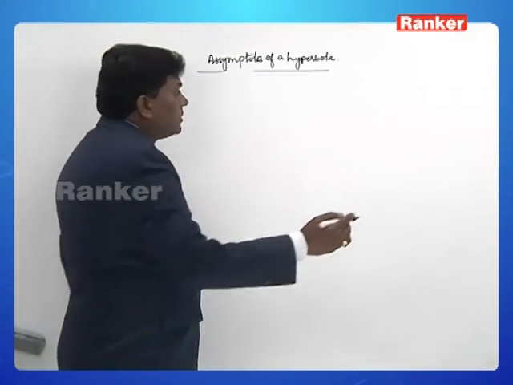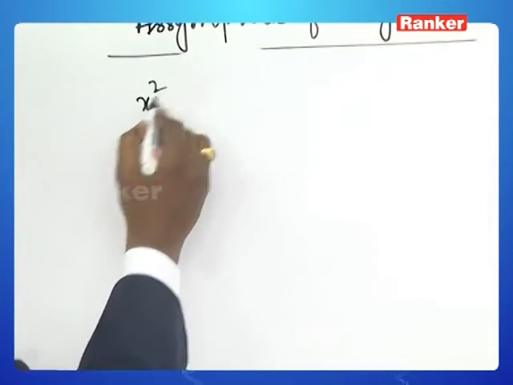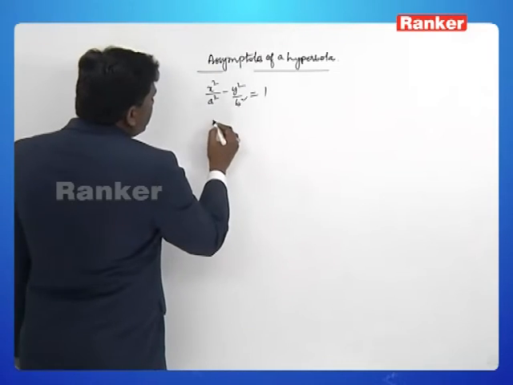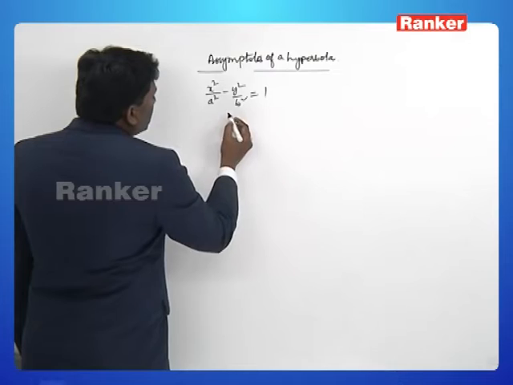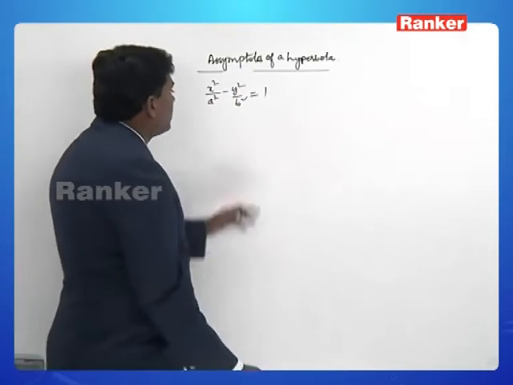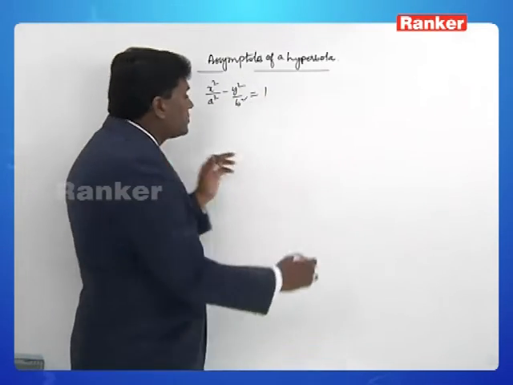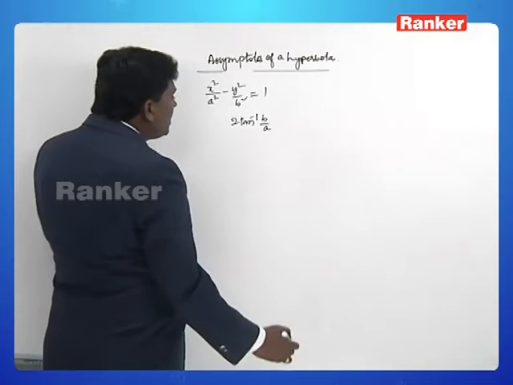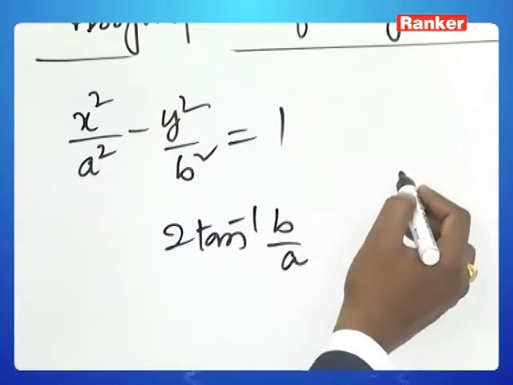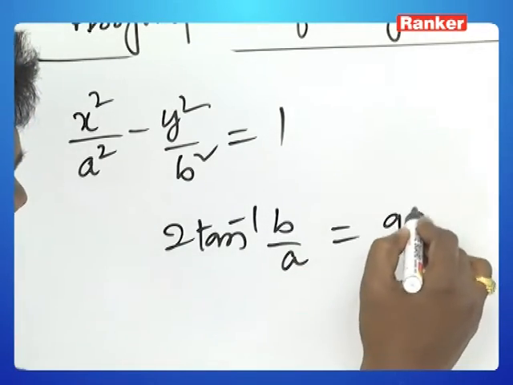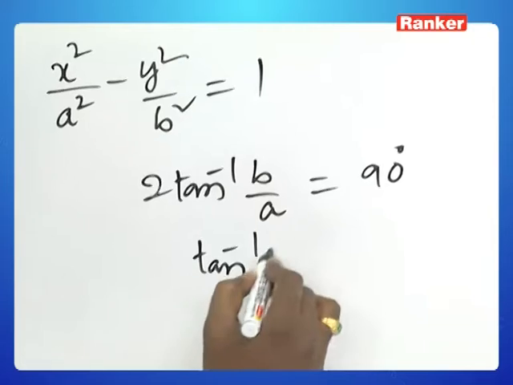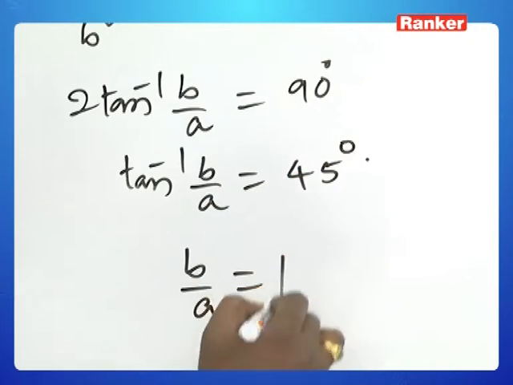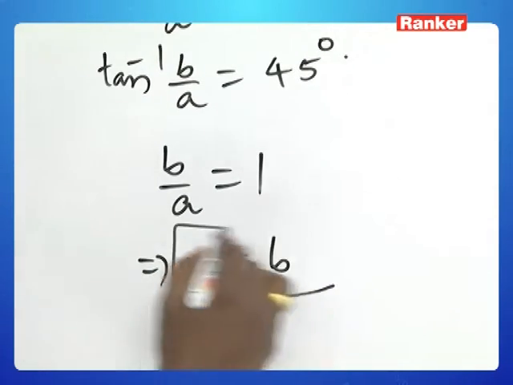Now, for the general hyperbola, its pair of asymptotes is x square by a square minus y square by b square equal to 0, and the angle between the asymptotes is 2 tan inverse b by a. In case the angle between the asymptotes is a right angle, that is 90 degrees, then tan inverse b by a will be 45 degrees, where b by a will be 1, or a equals b.